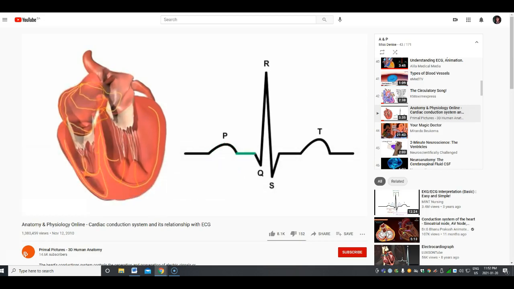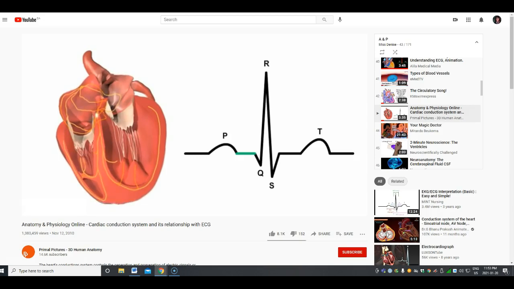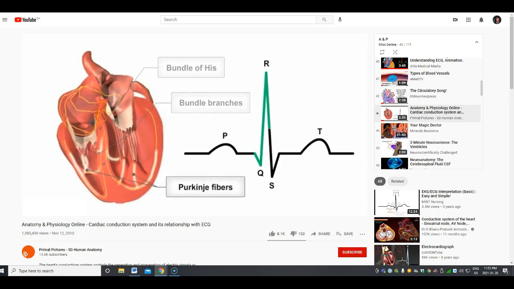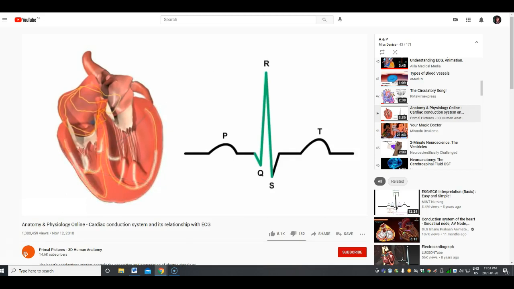The period of conduction that follows atrial systole and precedes the contraction of the ventricles is depicted on the ECG by the PR segment, a flat line following the P wave. When the signal leaves the atria, it enters the ventricles via the atrioventricular or AV node, located in the interatrial septum. It enters the bundle of His and spreads through the bundle branches and the large diameter Purkinje fibers along the ventricle wall.